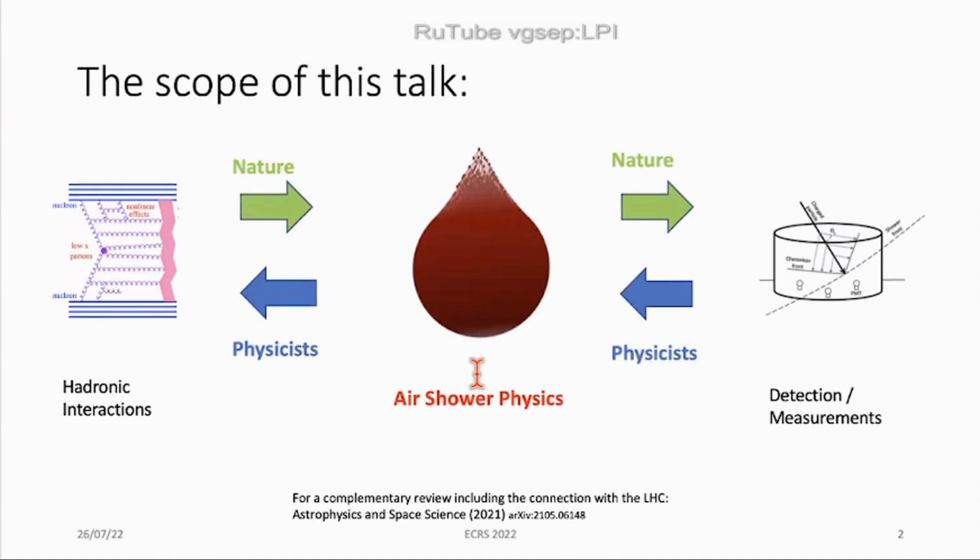This first transparency shows the scope of my talk. I don't know if you can see the pointer. I hope you can see the pointer. Can you? Yeah, okay. I assume you can.